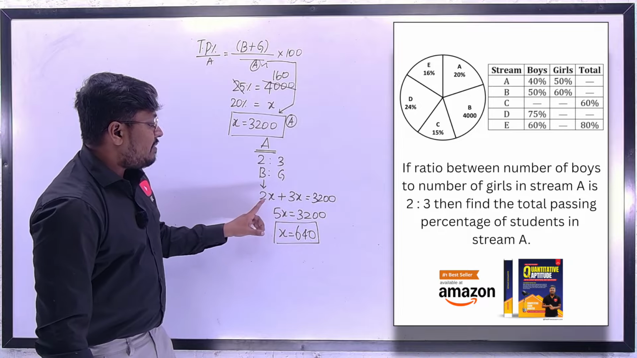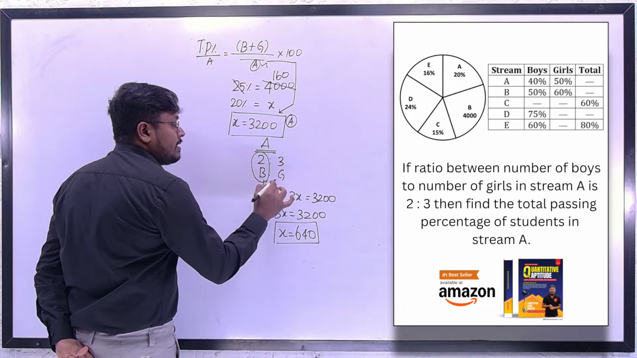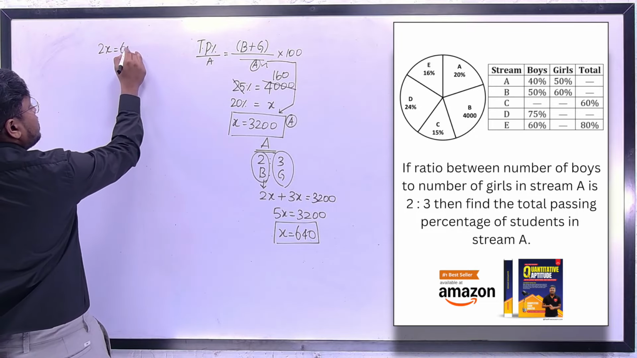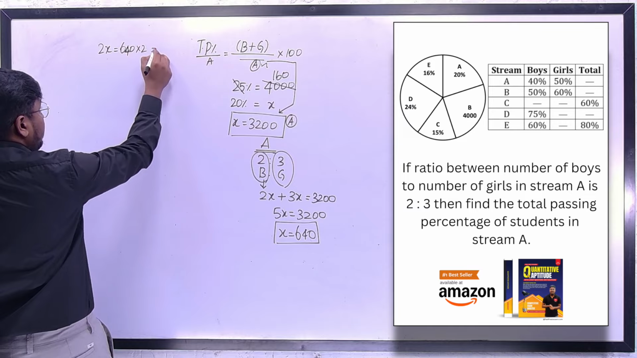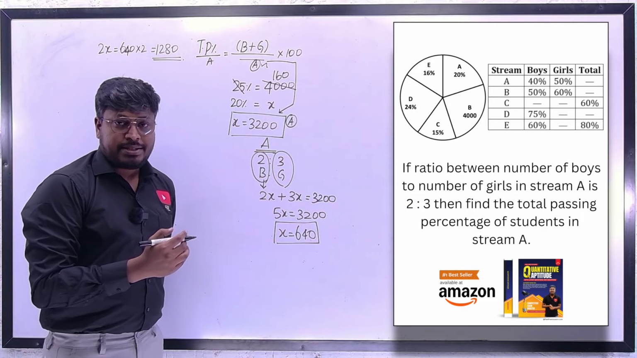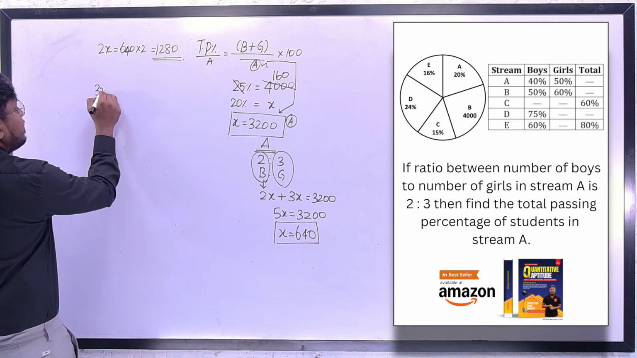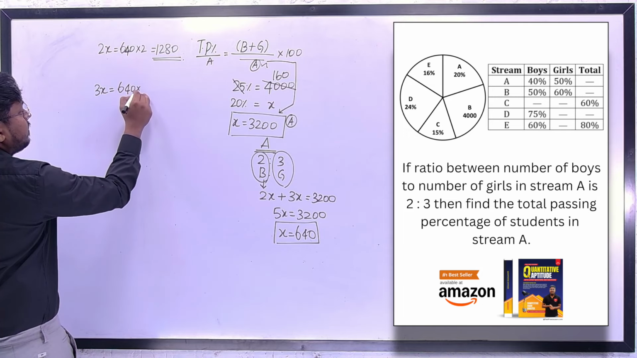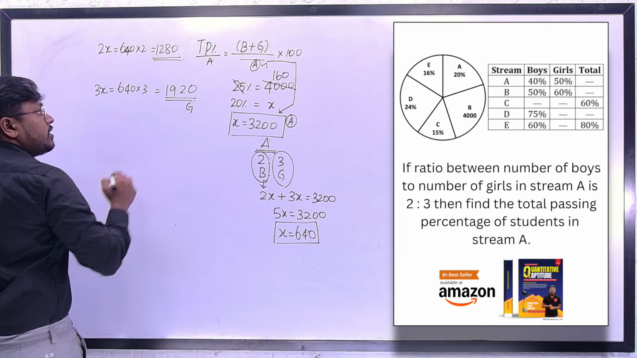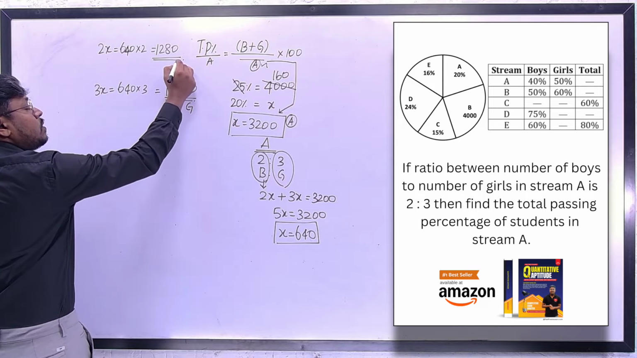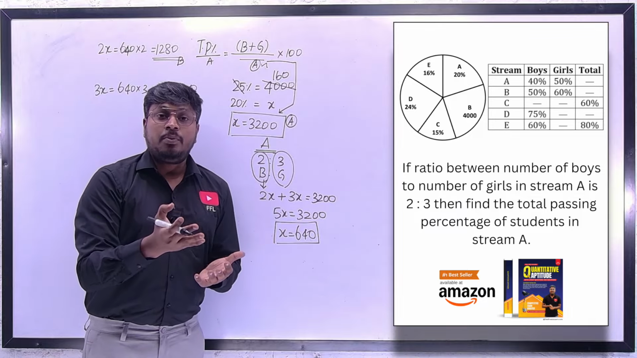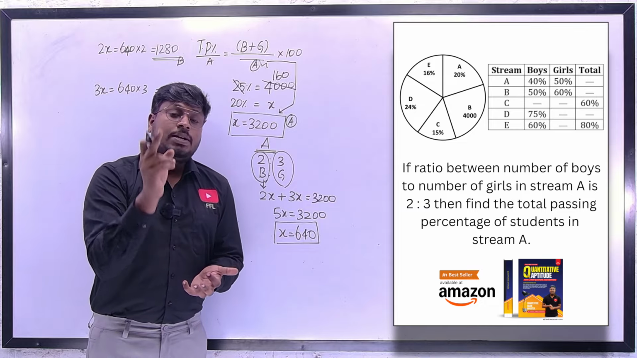By using 640, we can find the total number of boys and the total number of girls, because the number of boys is in the ratio 2x. So 640 into 2 will be 1280. So 1280 will be the total number of boys. And what about the total number of girls? Girls will be 3x, that means 640 into 3, which is 1920. So 1920 will be the total girls and 1280 will be the total boys. But this is not the value we need to find. We need to find the total number of boys passed and the total number of girls passed.